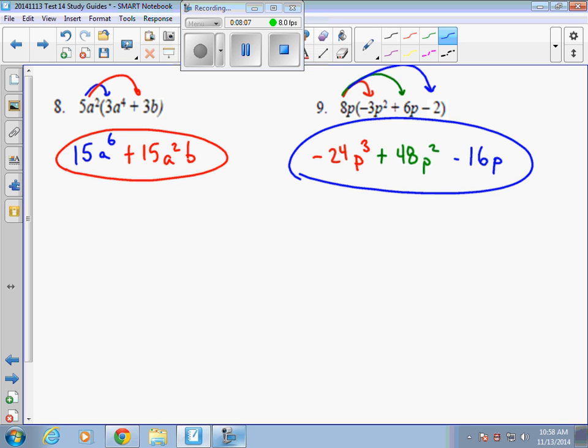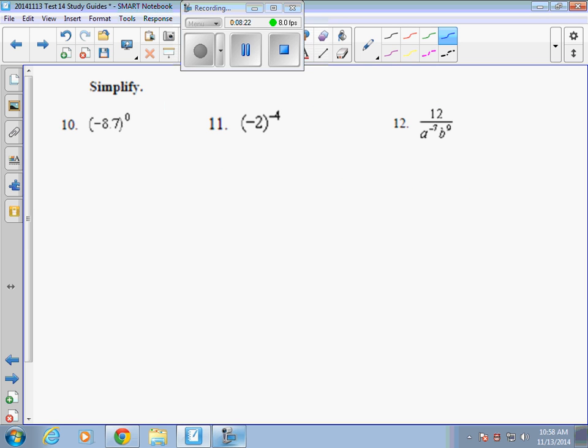And again, you notice as we're looking at all of these, there's no like terms that you can combine. If we had had negative 24p to the third plus 48p, if that was to the third, we'd have to put those two together. But since they're not, all you can do is write them side by side, not like terms. Number 10, anything raised to the 0 power is 1. Doesn't matter what it is, anything raised to the 0 power.